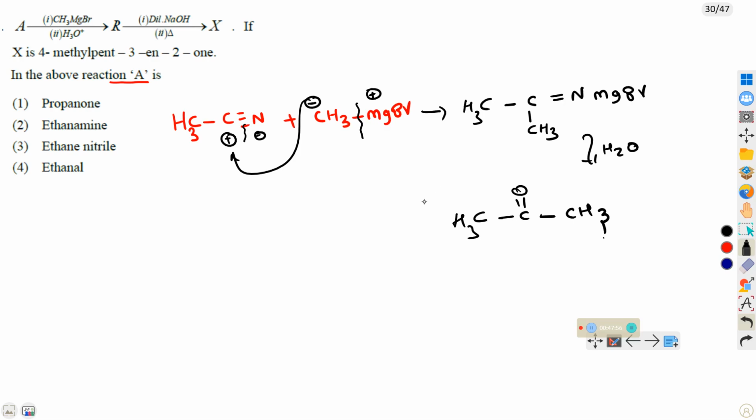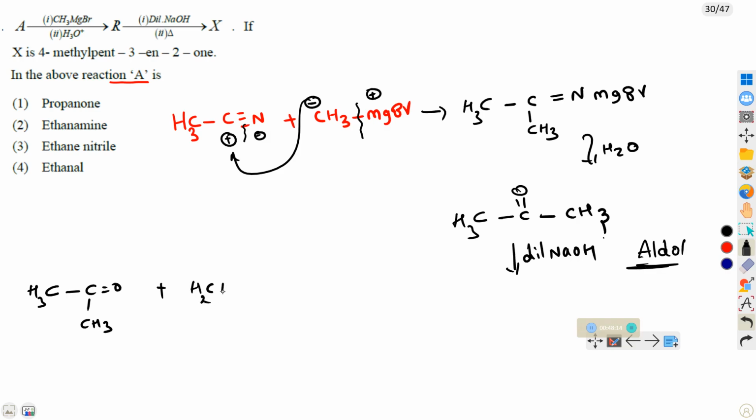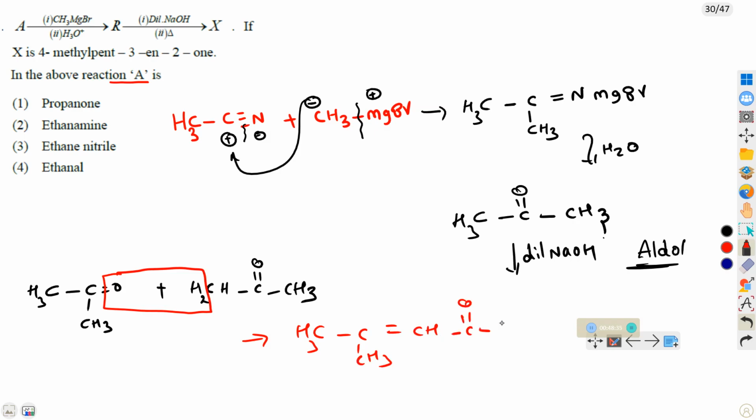Now the ketone reacts with dilute NaOH. This is the aldol condensation reaction. Take CH3C double bond O CH3, and another mole also, CH2HCOCH3. After aldol condensation, on further heating it loses a water molecule. The first compound loses oxygen, the second compound loses 2 alpha hydrogens. Then it gives CH3C(CH3) double bond CH single bond COCH3. So based on that, ethane nitrile is the correct answer.